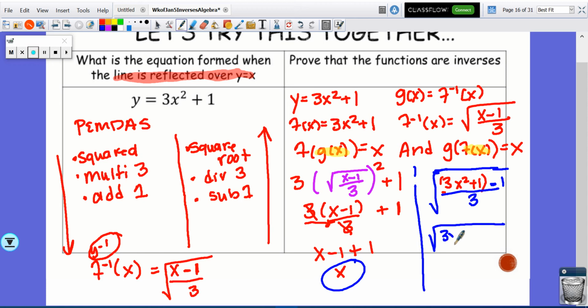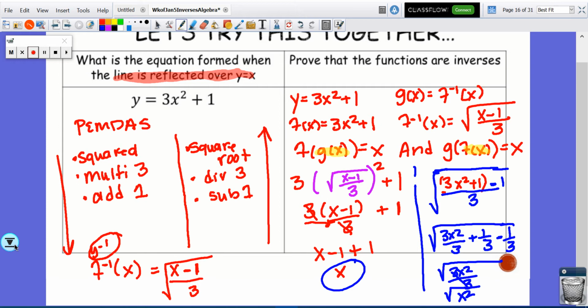So I'm going to say 3x squared over 3 plus 1/3 over 3 minus 1/3. Okay? And all I did was divide each piece by 3. So if we do the math, 3x squared over 3, that makes the 3 go away. And then plus 1/3 minus 1/3 goes away. So we're left with the square root of x squared.